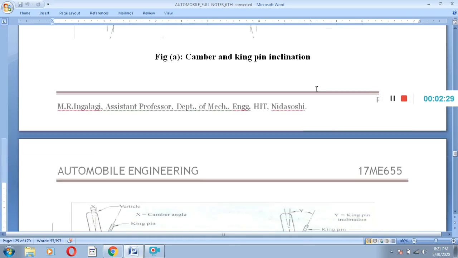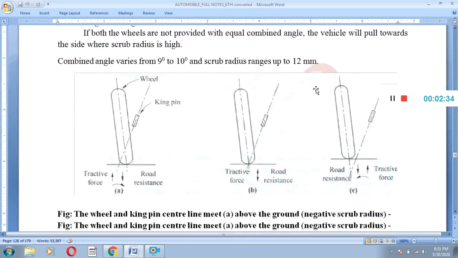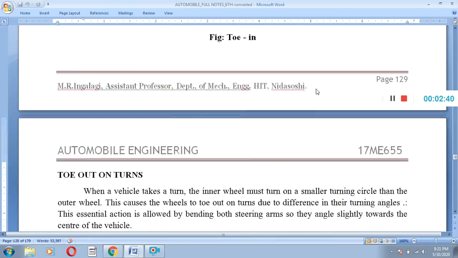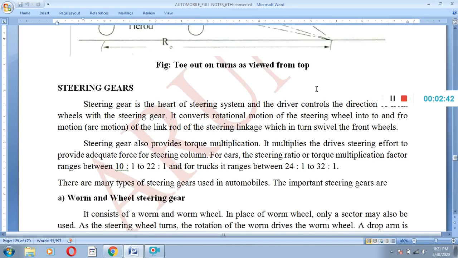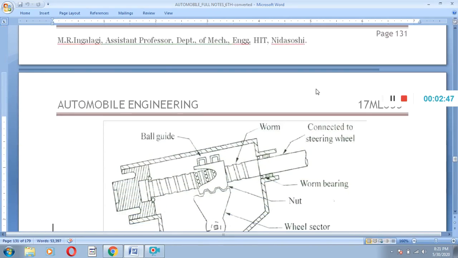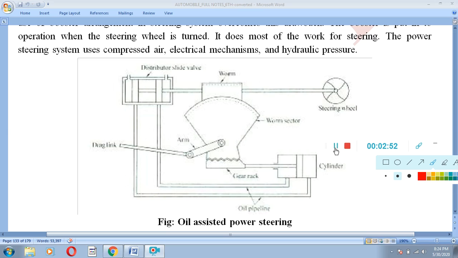Now directly moving towards the power steering. So what is power steering? I will explain now. As per syllabus, now moving towards the power steering, the oil assisted power steering. This is the diagram for oil assisted power steering. So what are the important parts of this oil assisted power steering?